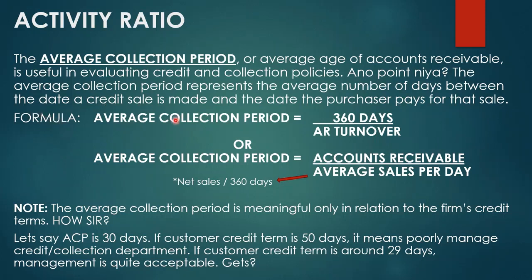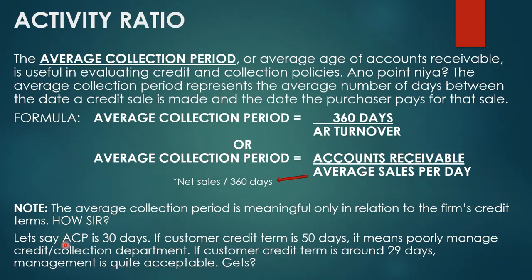So, what is the formula? Average collection period equals 360 days divided by the AR turnover. As I said, you translate AR turnover into days so you get a better picture of the company's collection policy or collection operations. Another formula, class: average collection period equals accounts receivable divided by average sales per day, which is net sales divided by 360 days. Note that the average collection period is meaningful only in relation to the firm's credit term. Credit term means the company's policy on payment of accounts receivable.